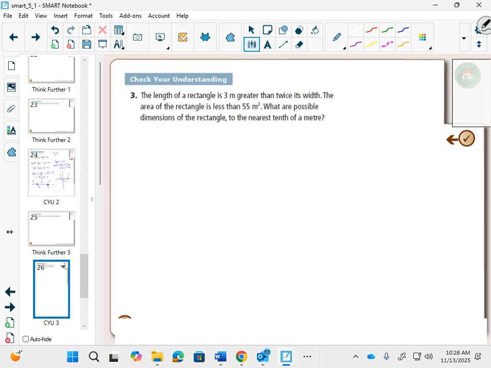So we have a rectangle. We'll draw out a picture here. Often in questions like this, you just start analyzing things as you go along, draw pictures, see if we can understand, and then create an equation.